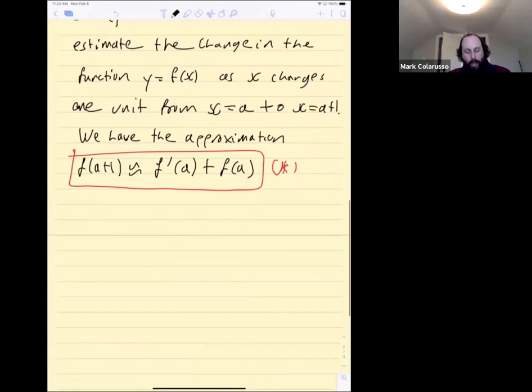So in other words, it says that we can estimate f of a plus 1 by taking the derivative and adding the value of the derivative plus the original value f of a. Where this comes in useful is when you know f of a, you can find f prime at a, and you want an estimate of f of a plus 1. Okay, we'll see this in examples.